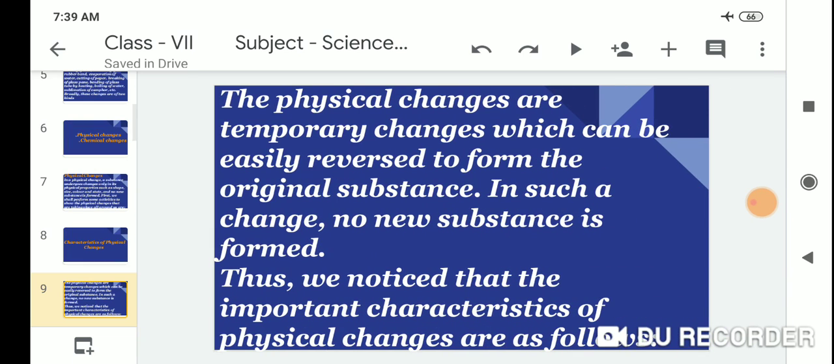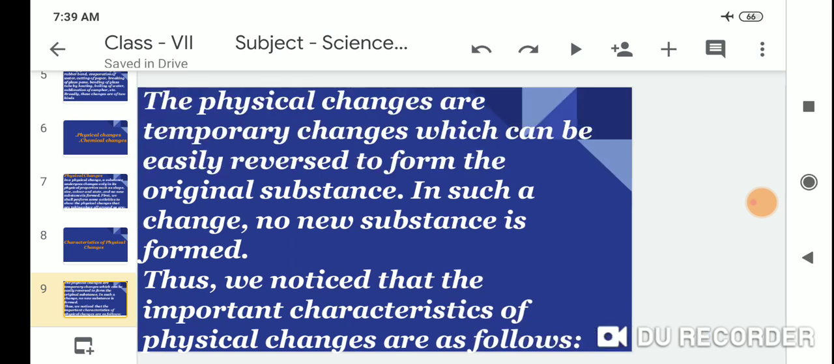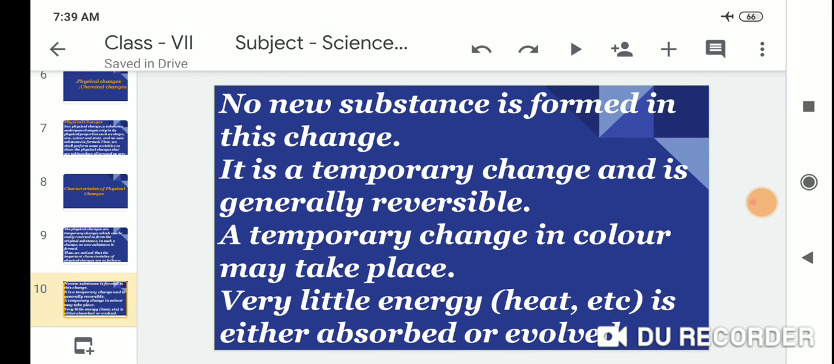The first one is that a physical change is a temporary change which can be easily reversed to form the original substance. In such a change, no new substance is formed. Thus we noticed that the important characteristics of physical change are as follows. No new substance is formed in this change.